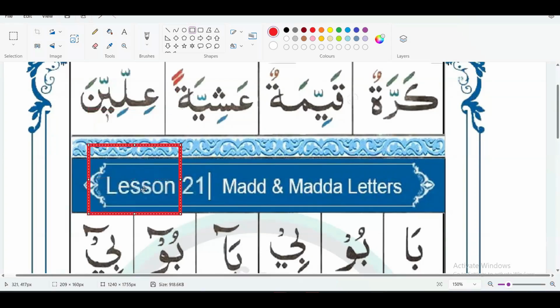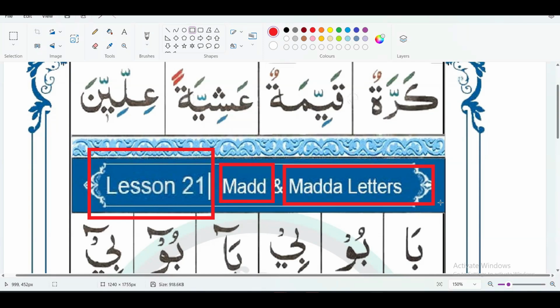So now we will start lesson number 21 and it is about Mad and Madda letters. That means in this lesson we will learn two rules. But about the Madda letters we already learned in the previous lessons, right? Yes. So we just recall it here and then we go for the Mad and then we start our lesson. So quickly tell me how many Madda letters we have?